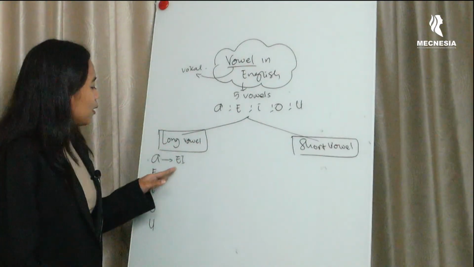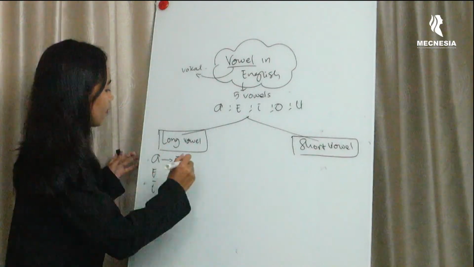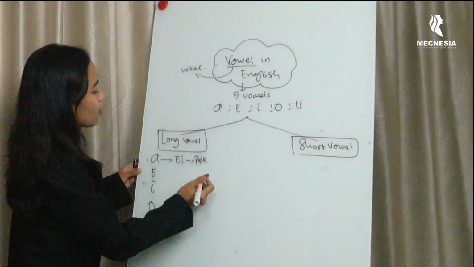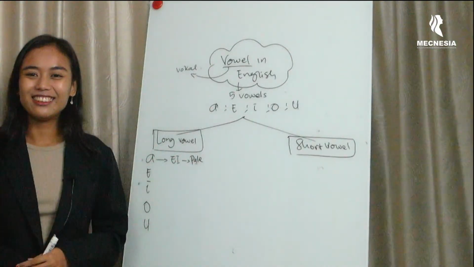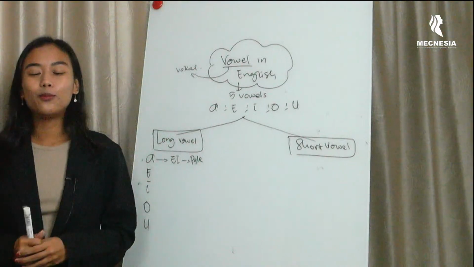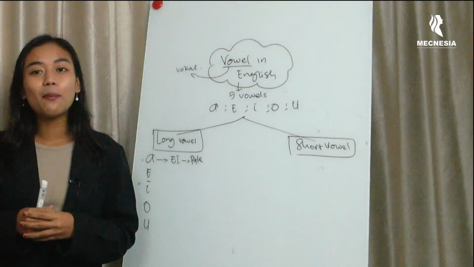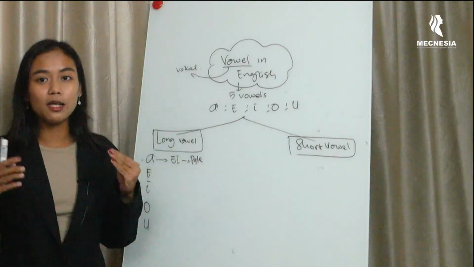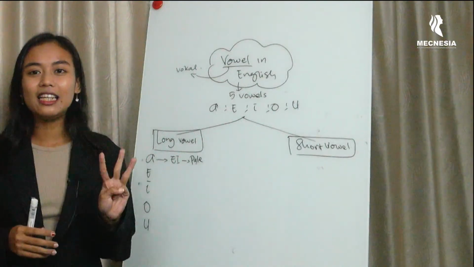Well, bunyi A ini bisa kita temukan di kata pale. Pale artinya pucat. Next, when do we use it? Kapan kita pakainya? Oke, jadi bunyi A ini dipakai ketika there are 3 rules, ada 3 aturan nih.